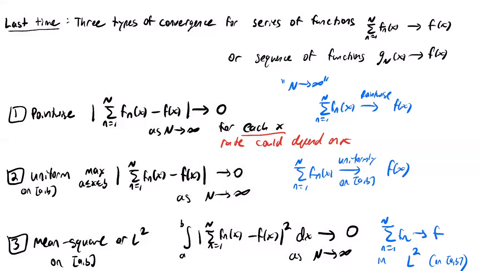Then there was a third notion of convergence, which may be the newest to you, which is typically called mean square or L2 convergence. Mean square is common terminology in statistics, for example, and this type of convergence shows up a lot in that context. Now this is not a pointwise notion of convergence, but rather an integral notion of convergence.